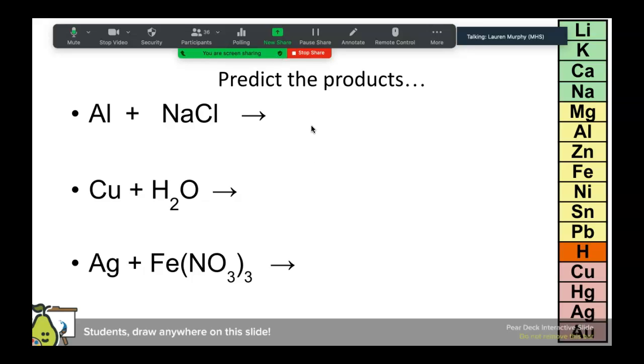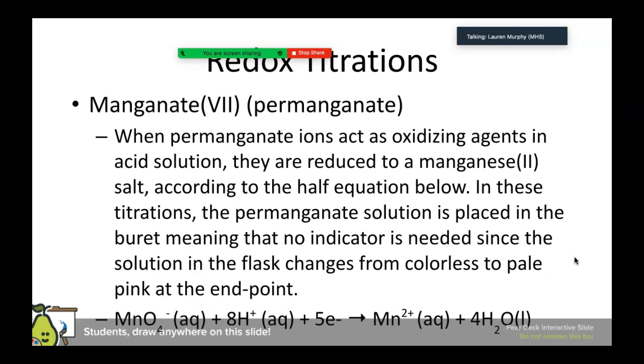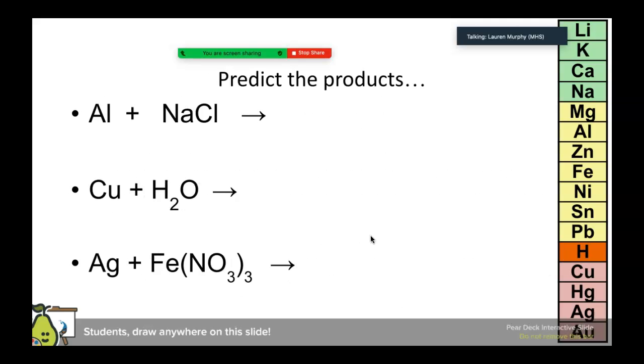So it's no, no, no. Look, here's aluminum, here's sodium. Aluminum is not reactive enough to kick off sodium. So copper and hydrogen. Here's copper, here's hydrogen. Copper is less reactive than hydrogen. It is not strong enough to come in and give hydrogen the boot. Silver and iron. Here's silver, here's iron. Silver is absolutely not reactive enough to give iron the boot. All three of these are no reaction.